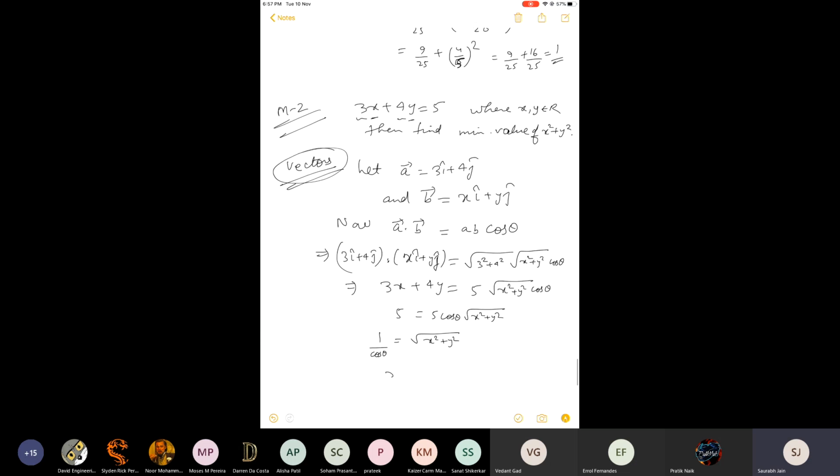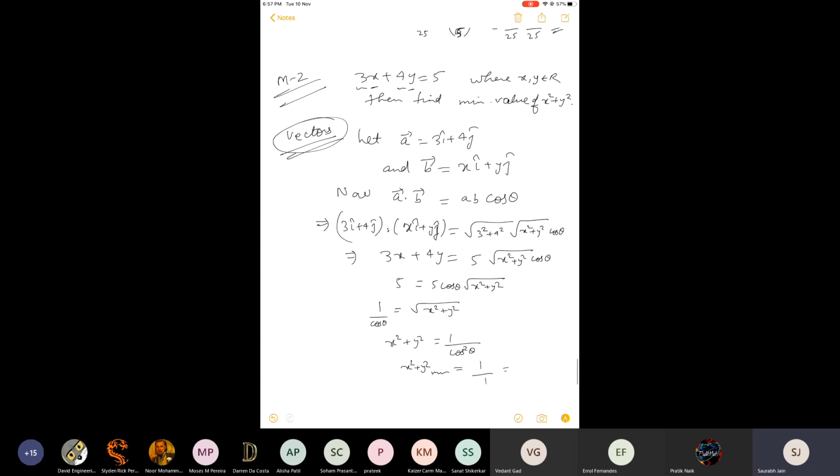Square both sides and that will give you the answer. For x square plus y square to be minimum, the denominator of the RHS should be maximum, which will be 1. And this is the answer.